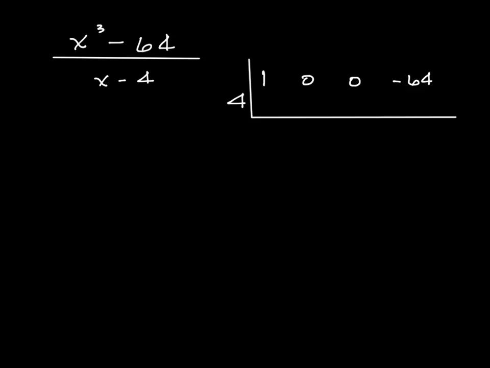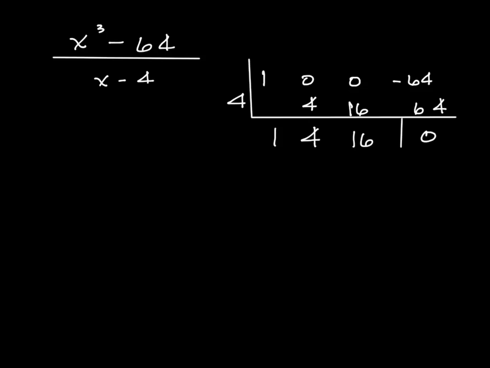The process again is to bring the 1 straight down, multiply 4 times 1, that's 4. 4 plus 0 is 4. 4 times 4 is 16. 16 plus 0 is 16. 4 times 16 is 64. And then finally, for our remainder, we get a remainder of 0.